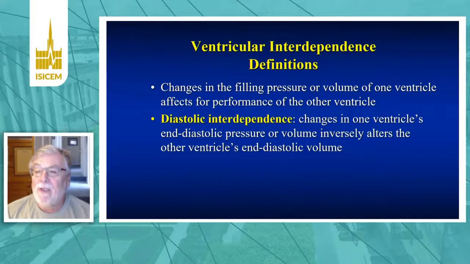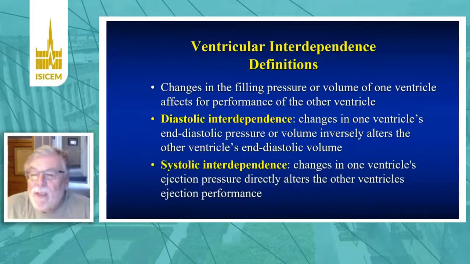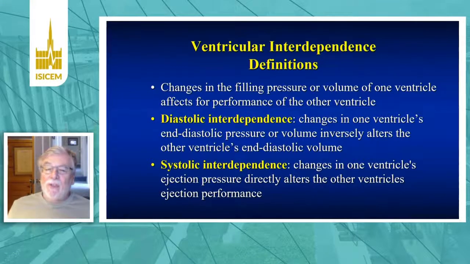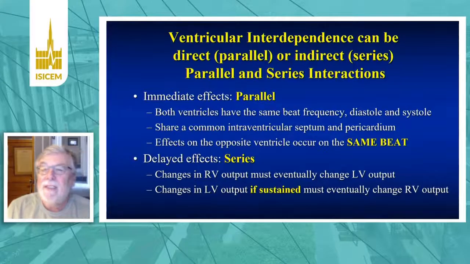Diastolic interdependence, which is what most people think of when they talk about ventricular interdependence, means the changes in one ventricle's end diastolic pressure volume inversely alters the other one's end diastolic volume. So if the right ventricle gets bigger, the left ventricle gets smaller. Systolic interdependence also occurs, and this is that if one ventricle's ejection pressure drastically changes, it alters the other ventricle's ejection performance. We can consider these interdependences to be due to both parallel and series interactions.